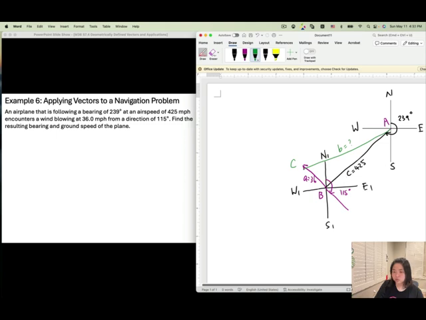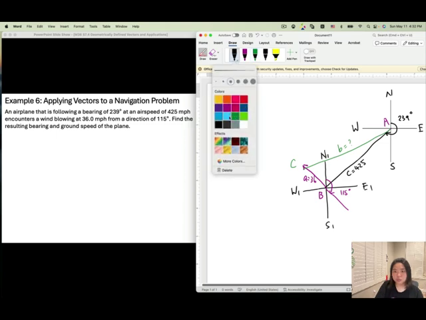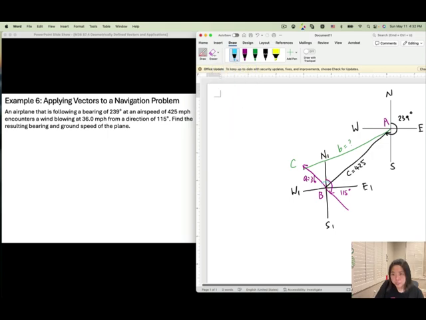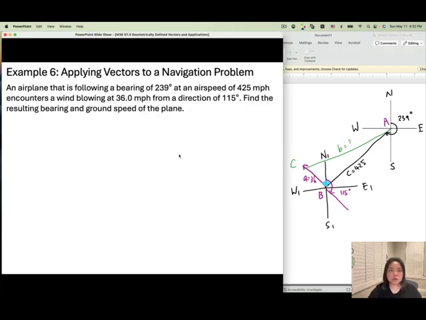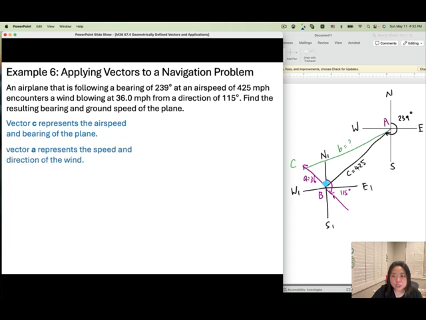So we want to find out the angle at this point B. I labeled it. I want to find the angle ABC. So look here. Vector C, which is here, represents the airspeed and the bearing of the plane, right? And then vector A, which is gonna be here, represents the speed and the direction of the wind. Good. And then angle ABC will be equal to angle ABN1 plus angle N1BC.